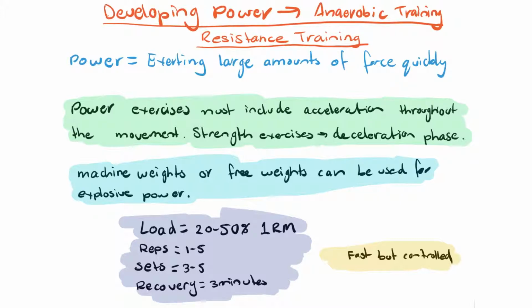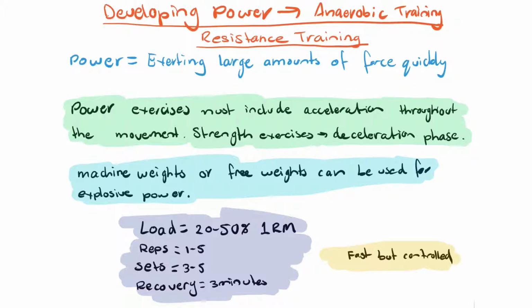And when we look at the actual program of what does our training session look like, when we're training for power, we should do 1 to 5 reps. So that's 1 to 5 lifts of that load, and we should do 3 to 5 of those sets of 1 to 5. And so when we look at recovery, we should be doing about 3 minutes recovery between each set.